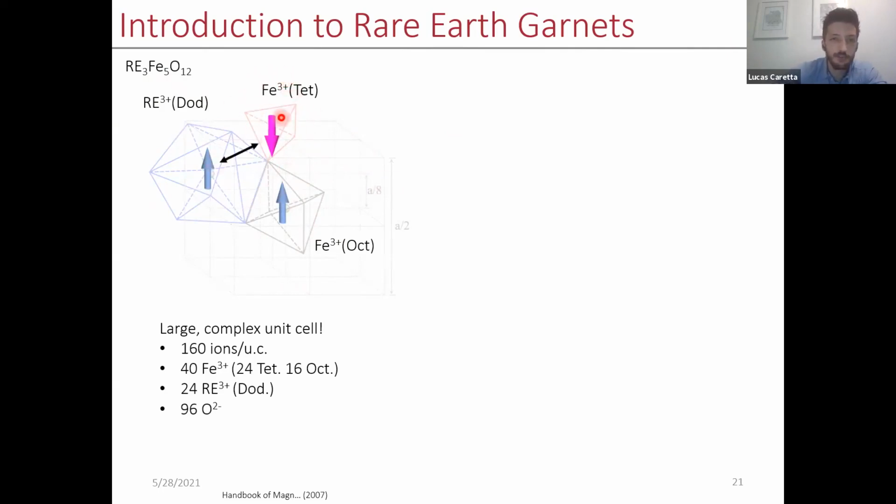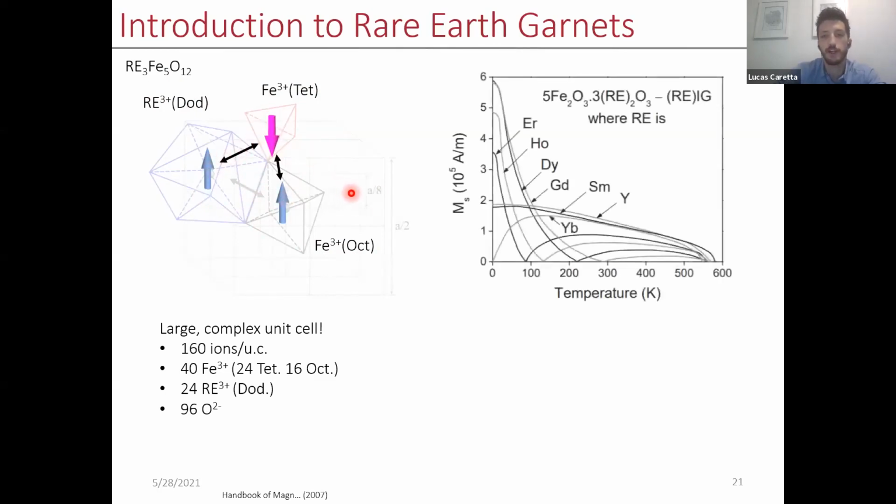The tetrahedral iron and the rare earth dodecahedral site are coupled through superexchange, so they're anti-parallel aligned. The 2 iron sites are also coupled through superexchange, and they're anti-parallel aligned. The interaction between the octahedral site and the rare earth is typically weak, so we neglect this term. So we essentially have 3 magnetic sublattices here that are anti-parallel aligned.